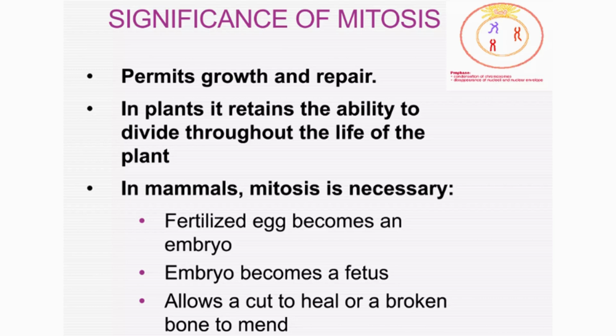The significance of mitosis is that it permits growth and repair. In plants, it retains the ability to divide throughout the life of the plant. In mammals, mitosis is necessary for the fertilized egg to become an embryo. The embryo becomes a fetus, and mitosis allows a cut to heal or a broken bone to mend. So this is the significance of mitosis, which plays an important role in cell division.